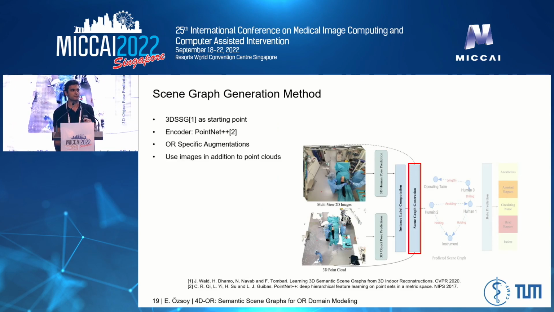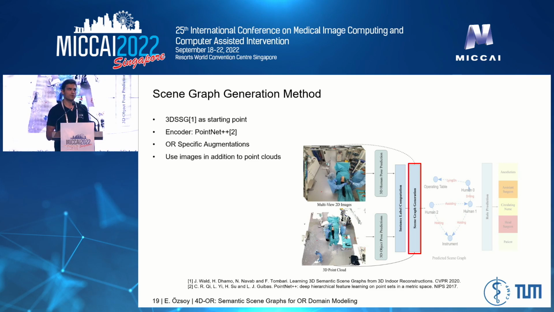Here we start with 3D SSG, a popular method from the 3D computer vision community, but we first changed the encoder from PointNet to PointNet++, which is able to capture the hierarchical and small details in a scene much better. Secondly, we employ some OR-specific augmentations to improve the generalizability. And finally, and most importantly for us, we extend 3D SSG to be a multimodal approach that doesn't only rely on point clouds, but instead uses images as well.